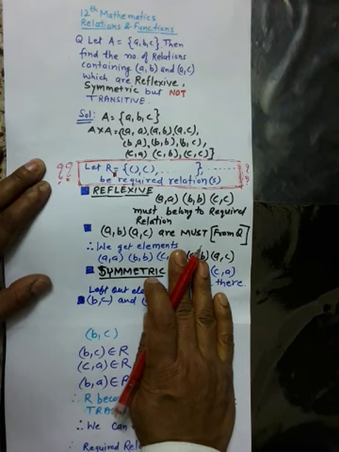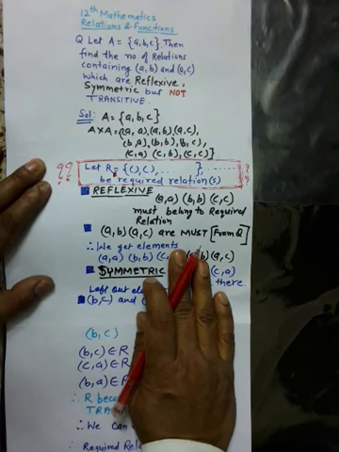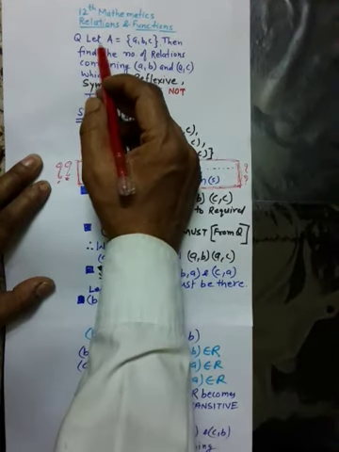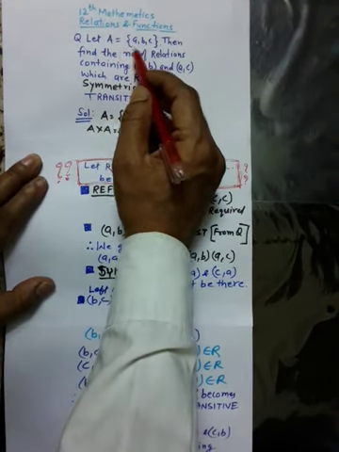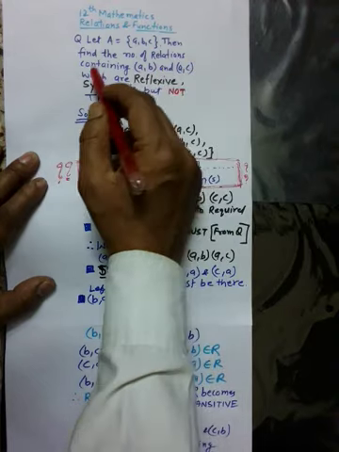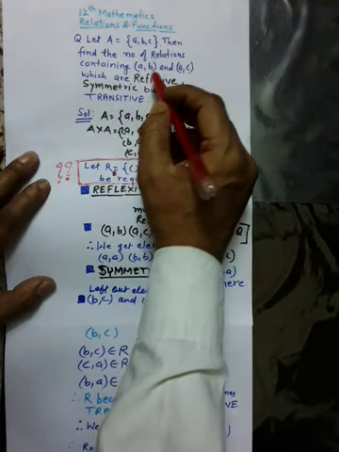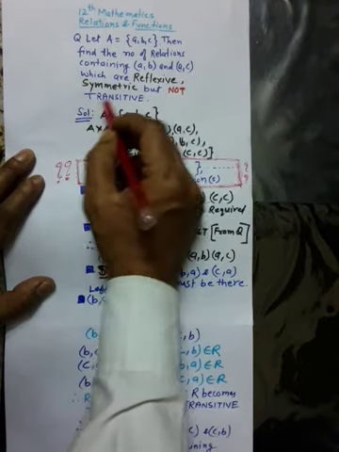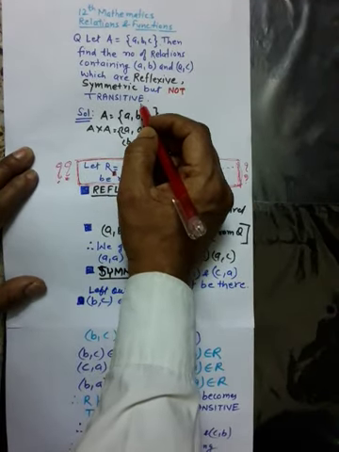Here we will study a very important question of 12th class for this chapter. The question is, let A is equal to {a, b, c}, then find the number of relations containing (a, b) and (a, c) which are reflexive, symmetric but not transitive.